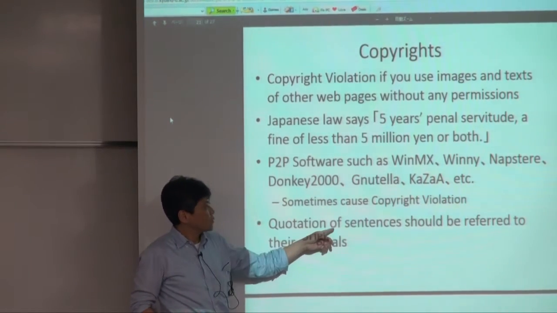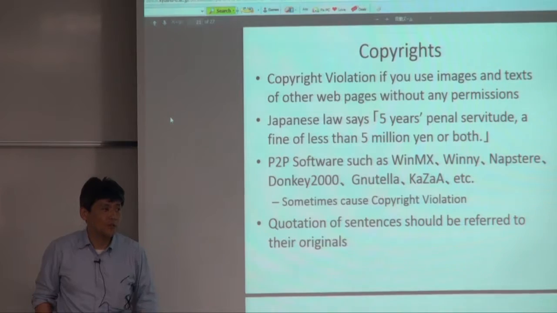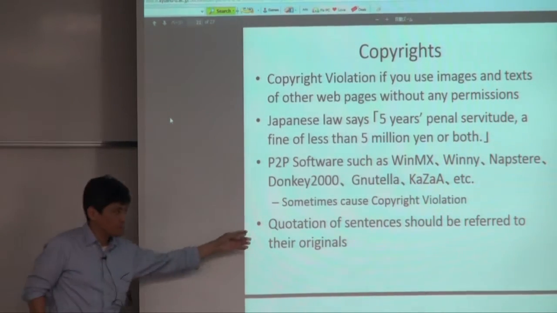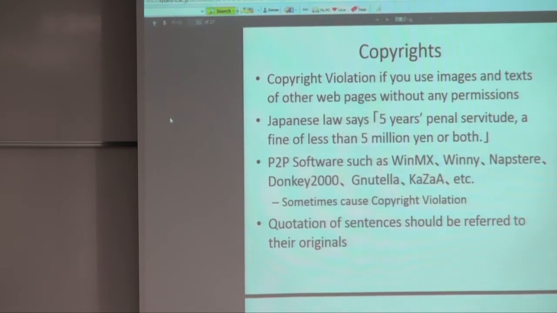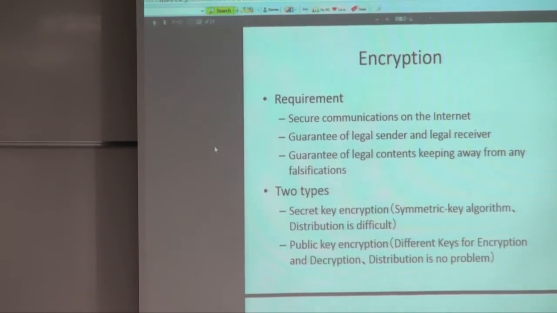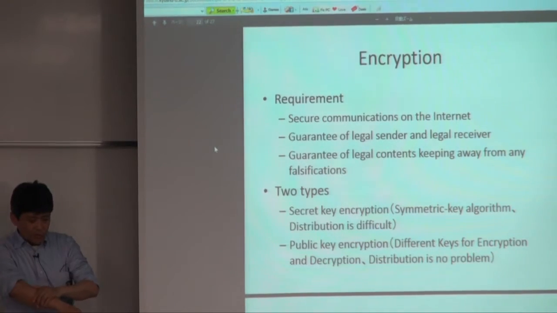Also, quotation of sentences should be referred to the original. This is the basic manner. Okay. And another technical term, which I already introduced, is encryption.